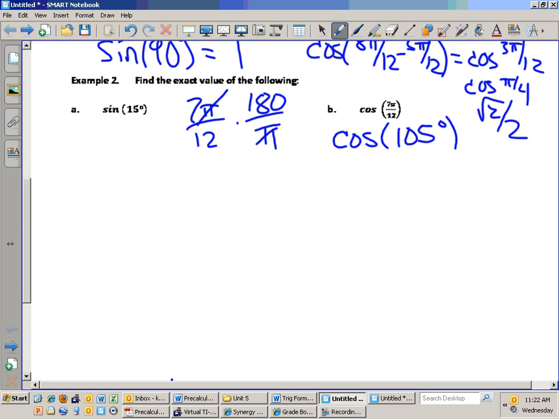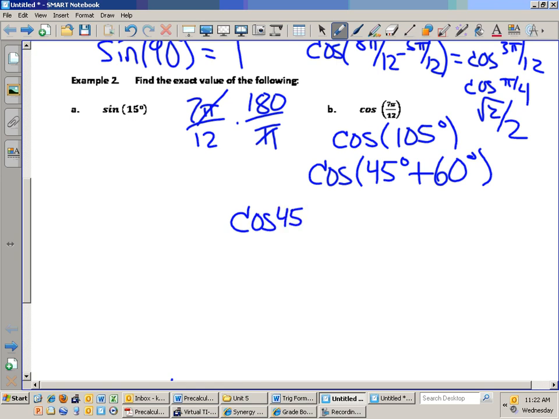Now, we either need to write it as the difference of two or the sum of two. Are there two that we know exact values for that we can write as a sum? 45 and 60. So the cosine of 45 degrees plus 60 degrees. And now, using our formula from up above, we can write that in expanded form, namely cosine of 45 degrees times the cosine of 60 degrees. Is it plus or is it minus? Minus the sine of 45 degrees times the sine of 60 degrees.